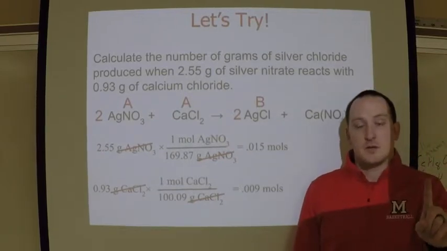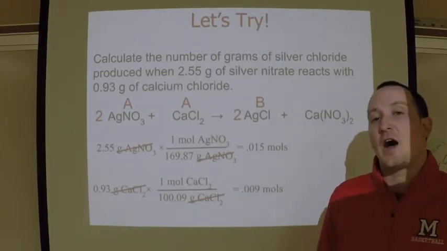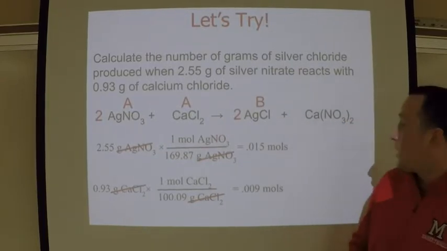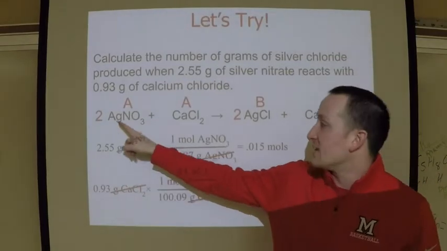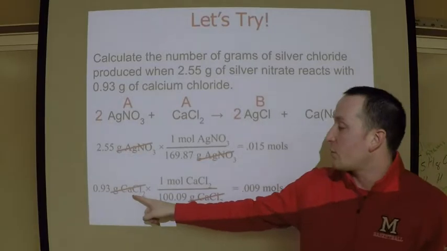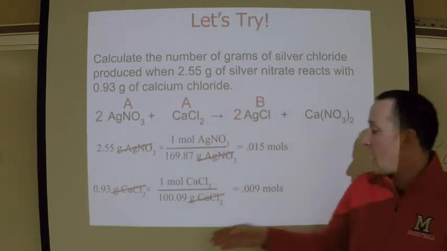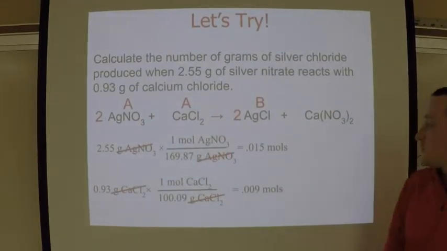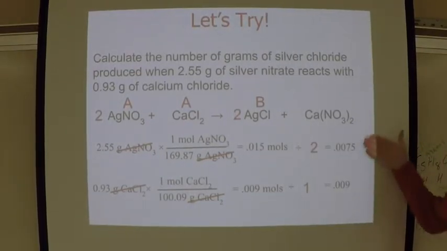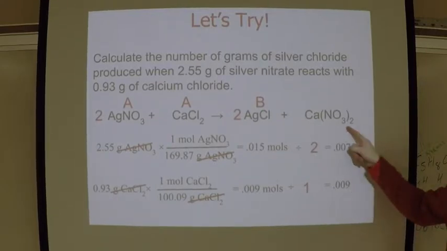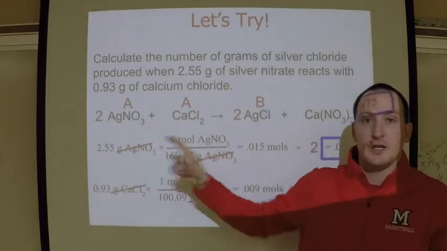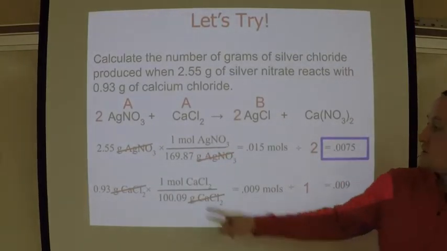That's the first thing. Next step is now I divide by the coefficient from the balanced equation. So, because silver nitrate has a 2 in front of it, I'm going to divide this number by 2. Because calcium chloride has no coefficient in front of it, I would divide this by 1. Now I look at which one of these produced the smaller number.